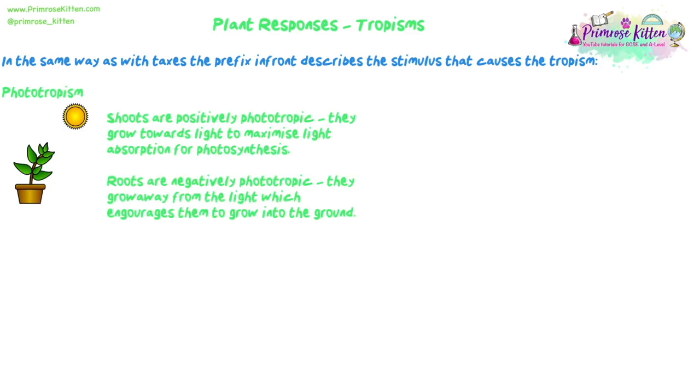So the first one is probably the most obvious one, phototropism. Photo, again, that prefix meaning light. We're going to talk about shoots and roots as separate entities when we talk about these tropisms, because they often have different responses. So shoots are positively phototropic. They grow towards the light, and that makes sense because they want to maximize the light for photosynthesis. Roots are negatively phototropic, so they grow away from the light, which encourages them to grow down into the ground. That makes more sense. There are no chloroplasts in roots, and they need to grow down because that means they'll be growing away from the light, which suggests they're growing into the soil, and that's where they're going to need to grow to get more water and nutrients.